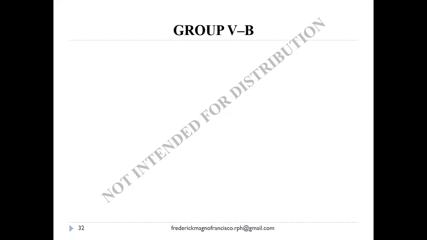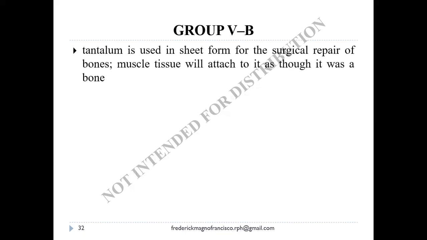Group 5B. Because tantalum is unaffected by the body fluids, it is used in sheath forms for the surgical repair of bones. Muscle tissue will attach itself to tantalum as though it was a bone.